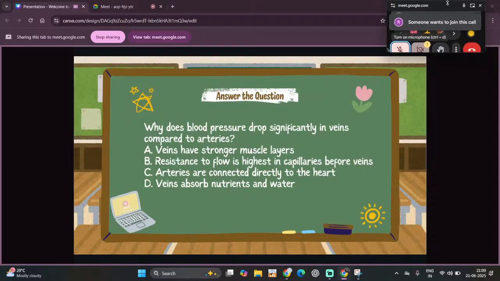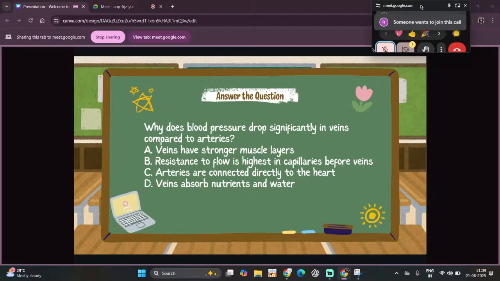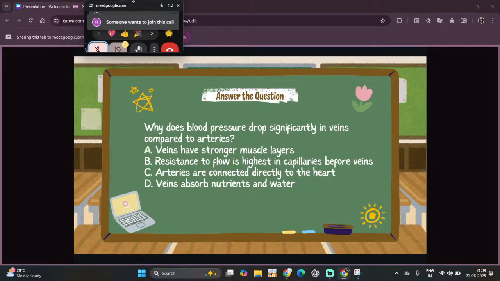The options are as follows. Veins have stronger muscle layers, that is option A. Option B is resistance to flow is highest in capillaries before veins. Option C is arteries are connected directly to the heart. And option D is veins absorb nutrients and water.